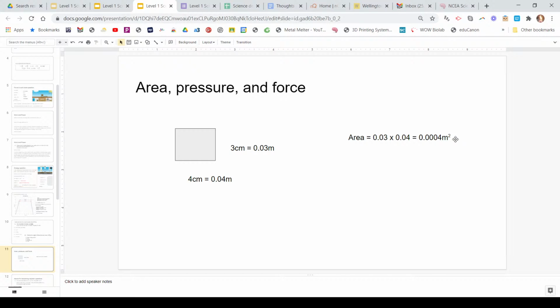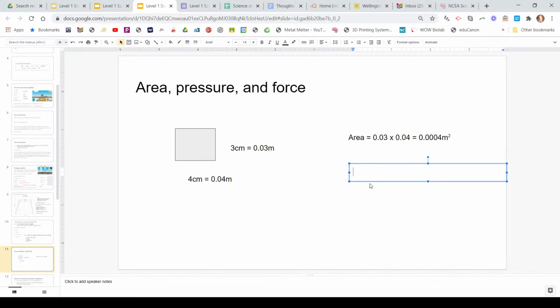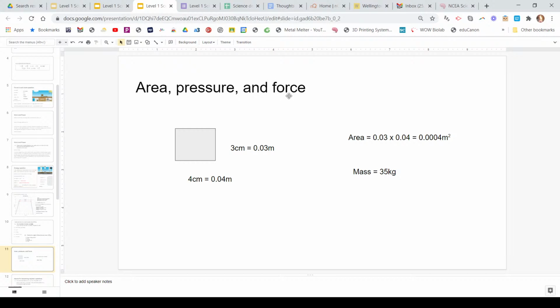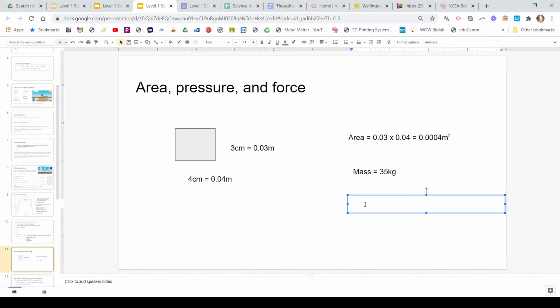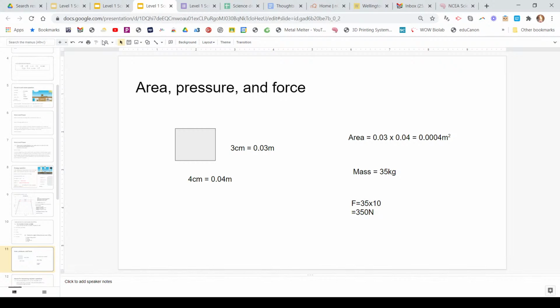Now, if we were told that the mass of the table was 35 kilograms, then we would need the force in order to work out pressure ultimately. So the mass allows us to use the equation we saw before, F equals mg, and so we can identify the force as equal to 35 times 10, which would give us a force of 350 newtons. All right. So then we can start thinking about the pressure exerted by the table on the floor.